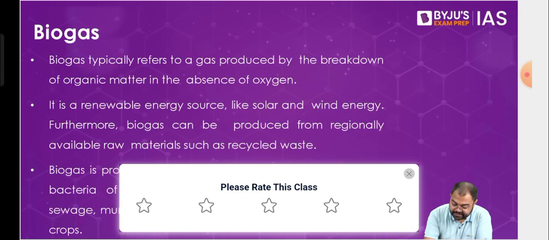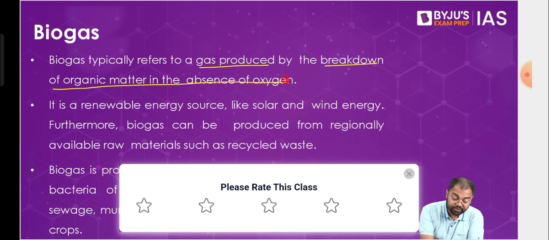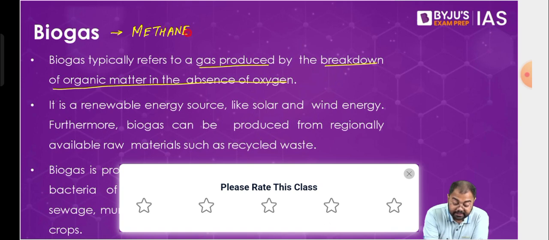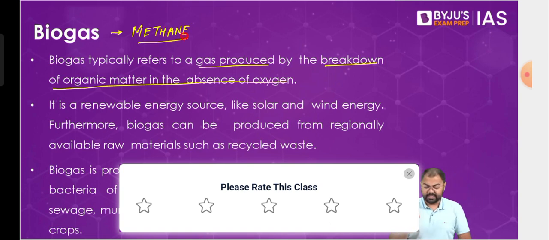Now coming to biogas. In the case of biogas, we are talking about the gas that is produced by the breakdown of organic matter in the absence of oxygen. In biogas also, it largely comprises methane, and apart from methane, there can be a small mix of other gases as well. Now, how exactly do we do that?